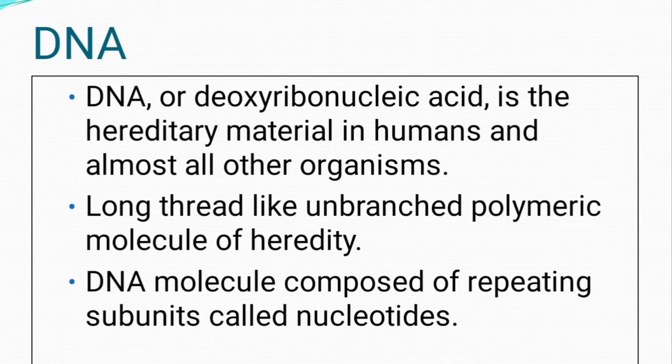And it is a long thread-like structure. Actually, DNA is composed of repeating subunits called nucleotides. They are made up of subunits called nucleotides. Okay, there are many nucleotides. They are known as polynucleotides. Simply, monomer is the single nucleotide. A group of nucleotides is called polynucleotides. That polymer is called polynucleotide. It is a very important fact and very important objective question. DNA molecule is composed of repeating subunits called what? Nucleotides.